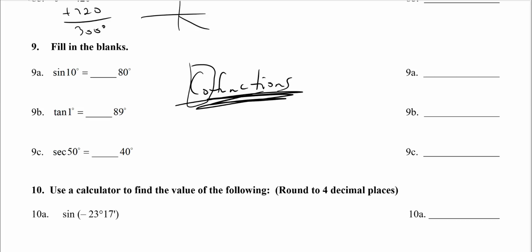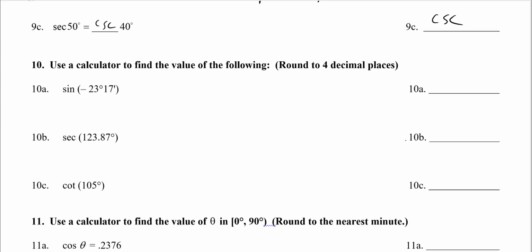Okay? And remember, the angles need to be complementary. That means you need to add up to 90 degrees. So that's why sine of 10 is the same as cosine of 80. And tangent of 1 is the cotangent of 89. And secant of 50 is the cosecant of 40. Okay, so that's kind of easy. But just remember, they're complementary, not supplementary. Okay, they're definitely complementary.